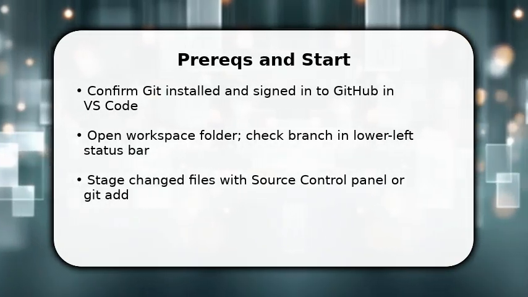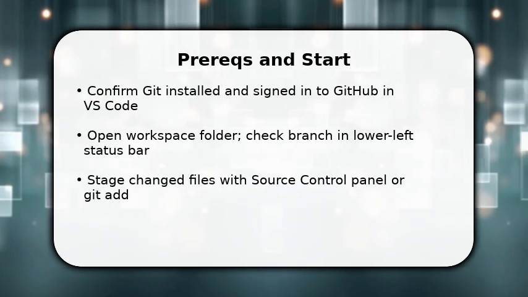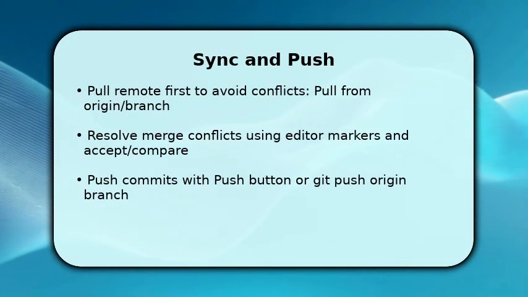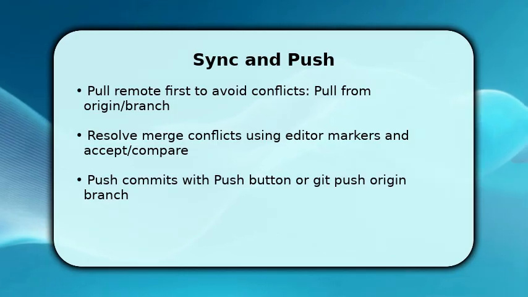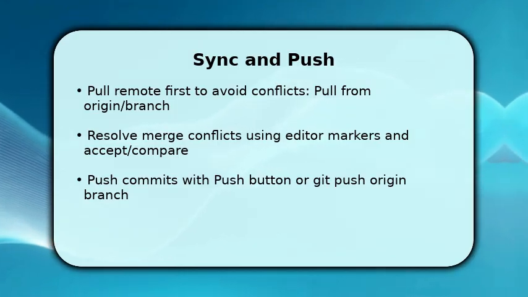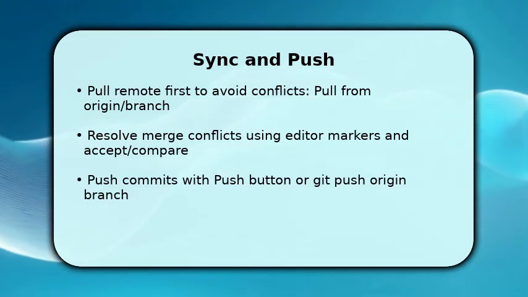Once done committing locally, pull the latest remote changes so you don't overwrite others. Use the three-dot menu or the status bar pull action. If conflicts appear, open conflicting files and use VS Code's accept current/incoming or manual edits to reconcile. After resolving, stage the fixes and commit the merge.